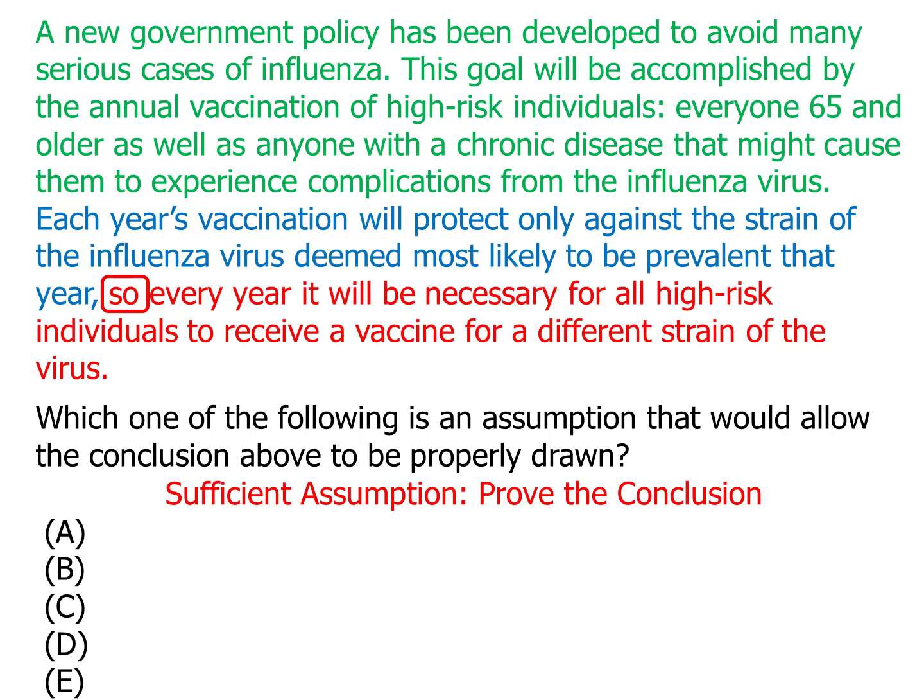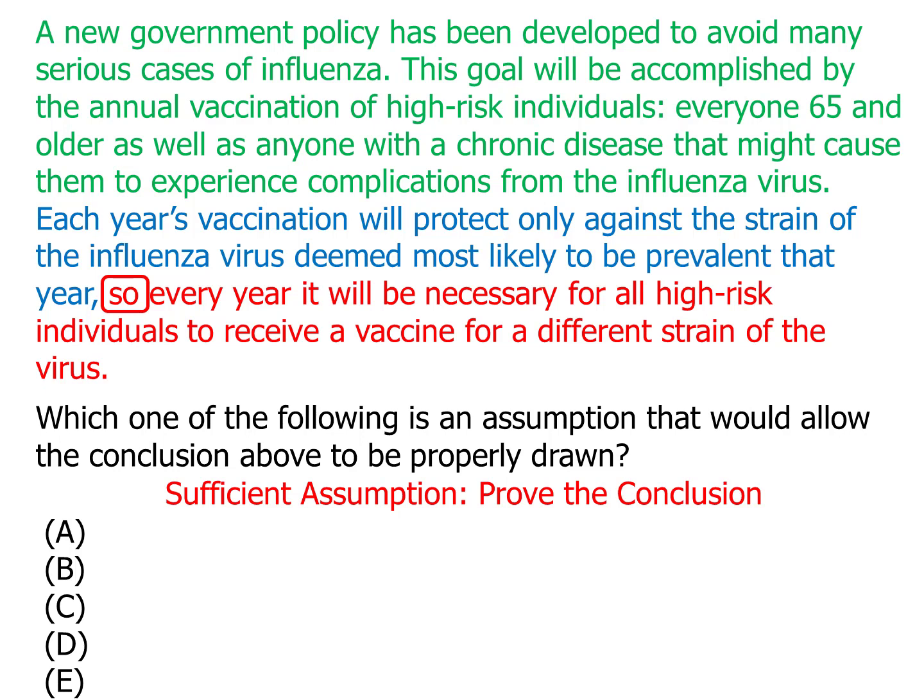The real piece of evidence here is each year's vaccine will protect only, pay attention to qualifying words like only, it's going to protect only against the strain of influenza deemed most likely to be prevalent that year. Now we think about the gap between the conclusion and the evidence. Each year, the vaccine is only good against one strain, whichever one that they deem to be the most likely to be prevalent. So they say that means that every year you're going to need a different one.